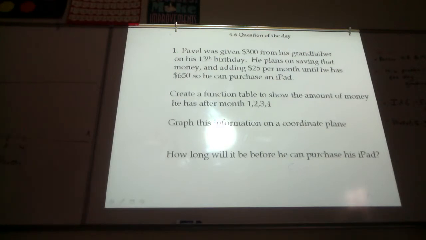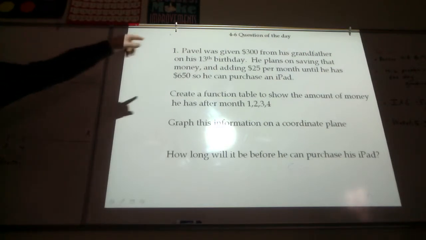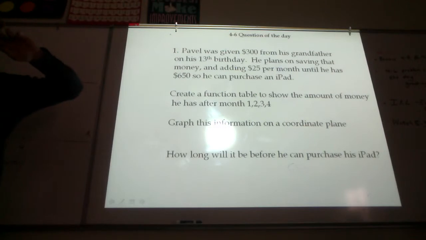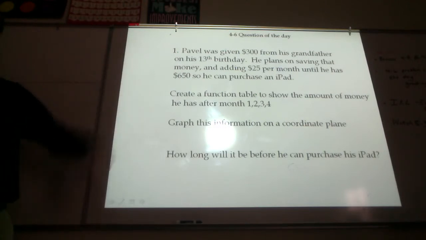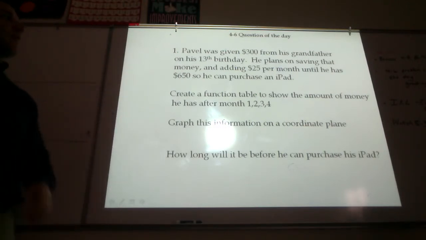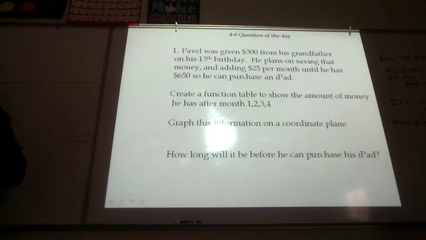So, our question is, Pavel was given $300 from his grandfather on his 13th birthday. He plans on saving that money and then adding $25 per month until he has $650 so he can purchase an iPad. Create a function table to show the amount of money he has after month 1, 2, 3, and 4. Okay?